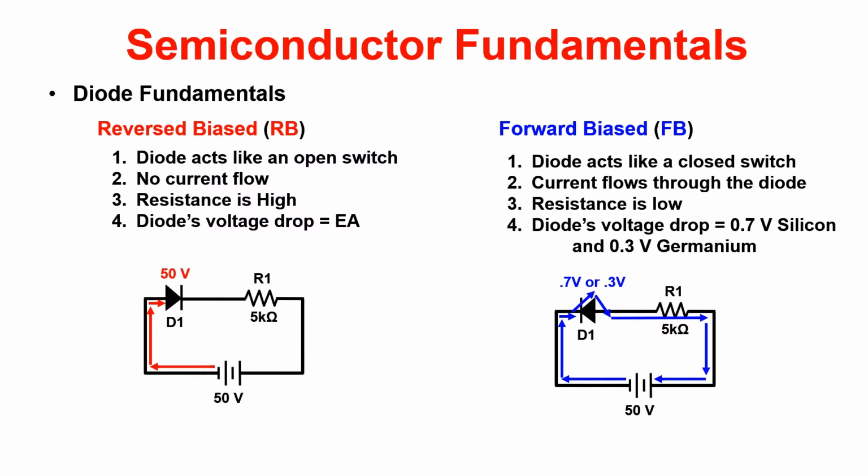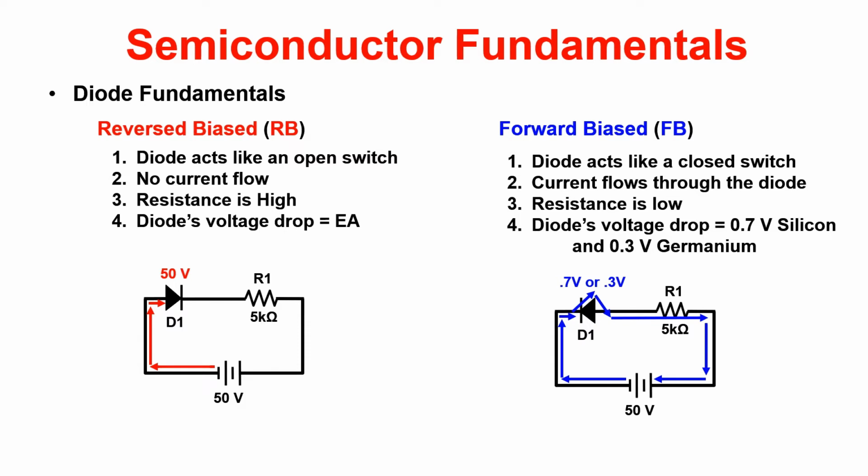Now to talk about a forward bias diode. A forward bias diode acts like a closed switch, meaning that we will have current flow. However, the resistance of a forward bias diode is not zero, it's low. Again, the voltage drop across a forward bias diode is 0.7 volts for silicon and 0.3 volts for germanium. To get a diode to conduct, we must have 0.7 volts greater on the anode compared to the cathode, and 0.3 for germanium diode.